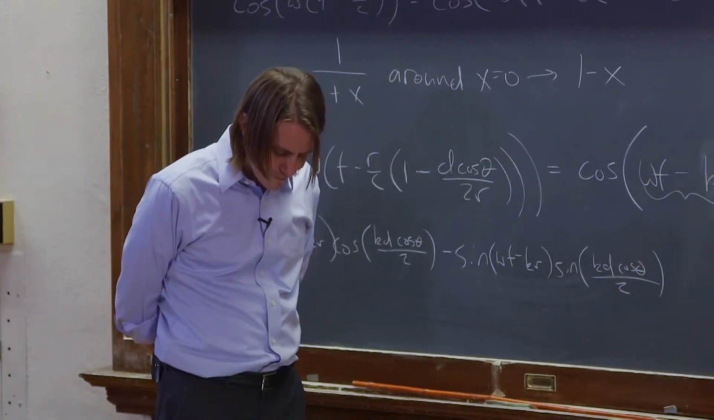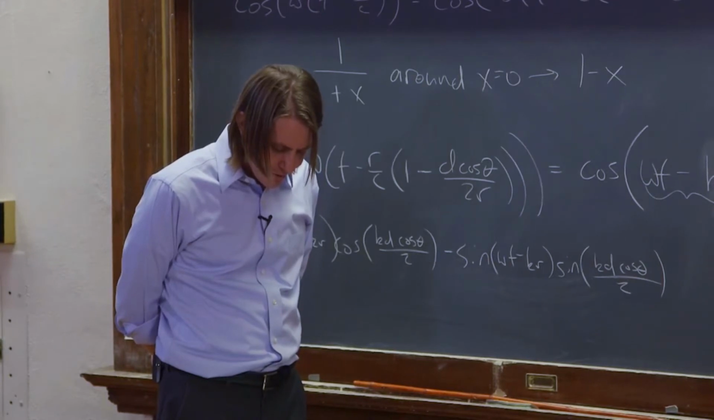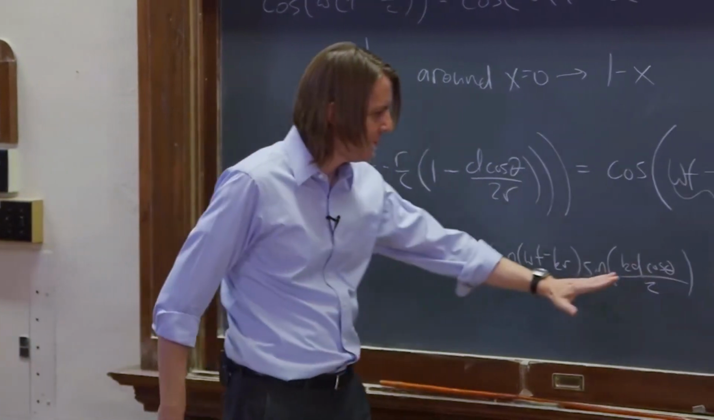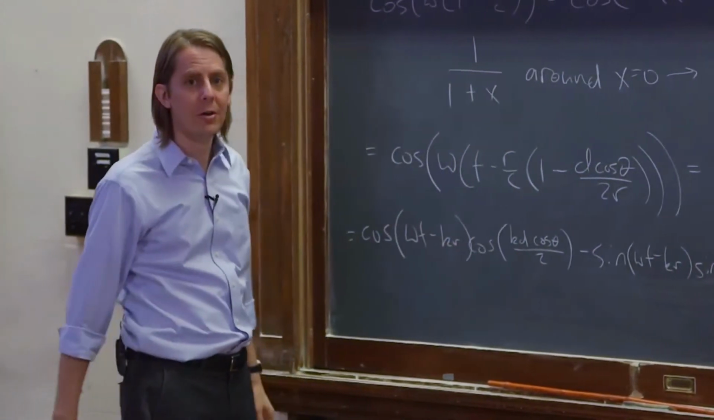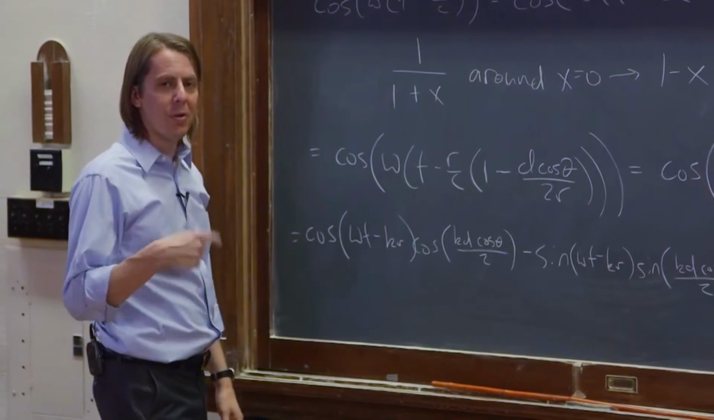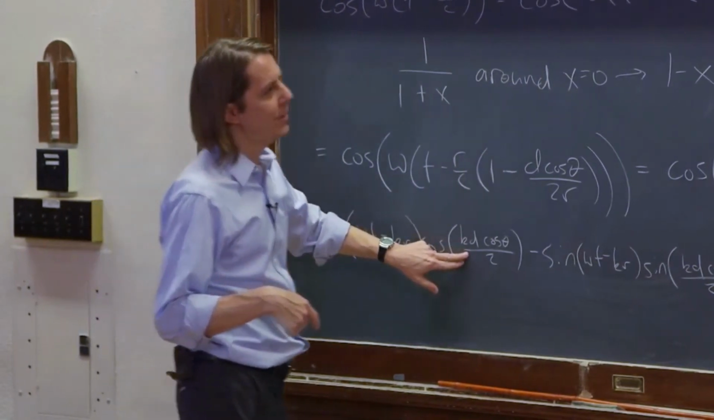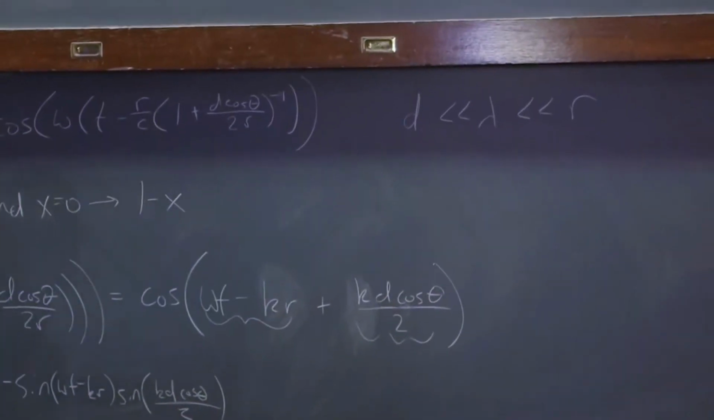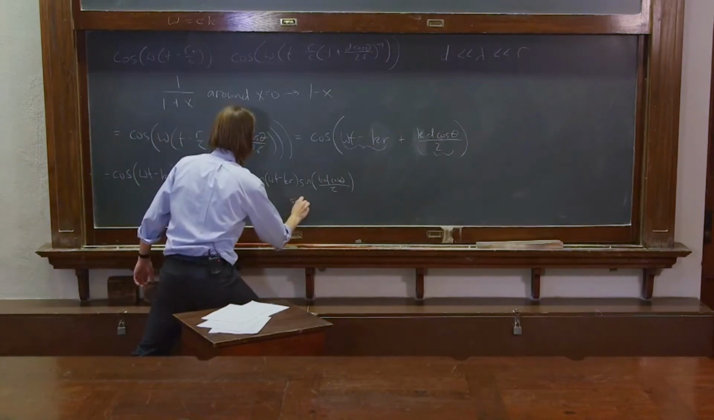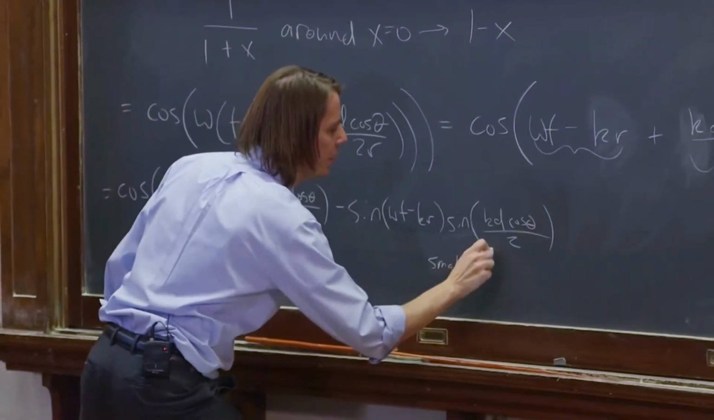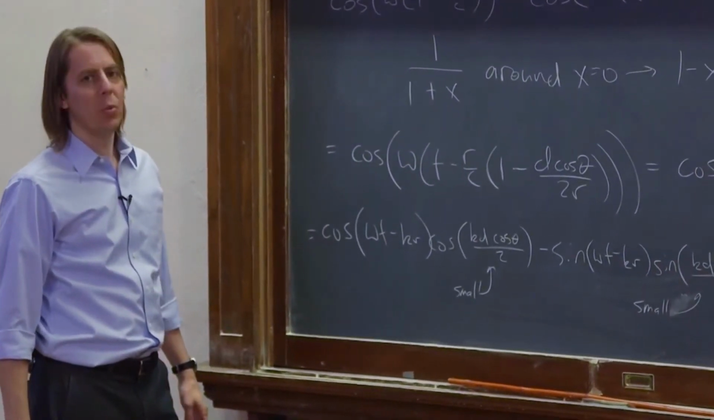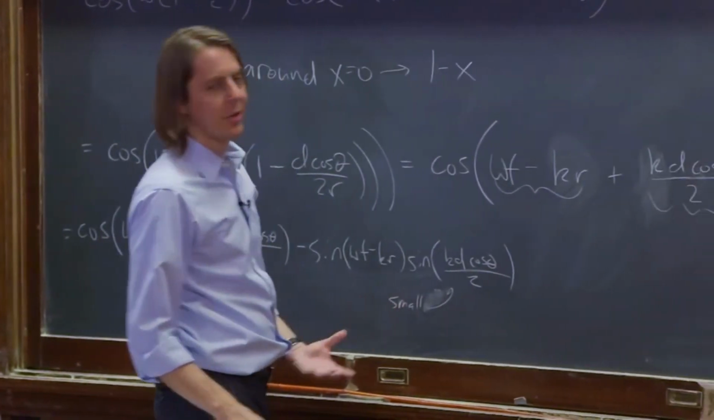Now we've got to think about the cosine and the sine in it, because another thing is small. What's small this time? We have k times d. k is 2 pi over lambda. We have basically d over lambda in this term right here. d over lambda is small. So kd cosine theta over 2 is small. When you have the cosine of something small, it's about 1. And when you have the sine of something small, it's about the something.